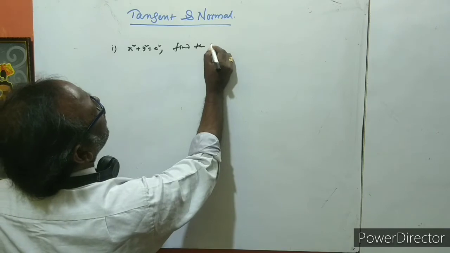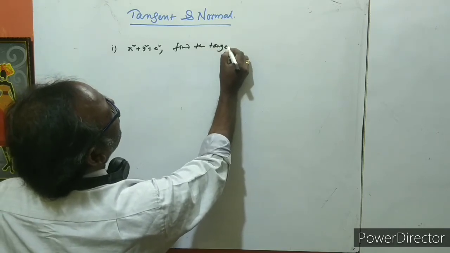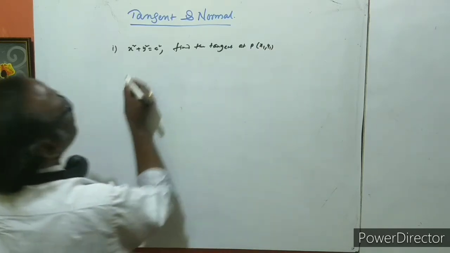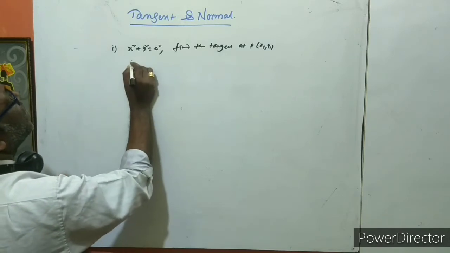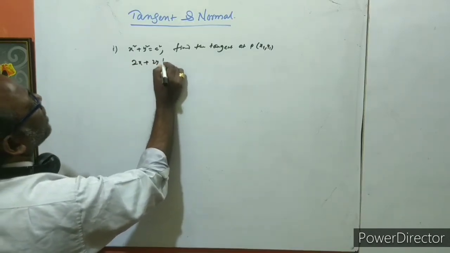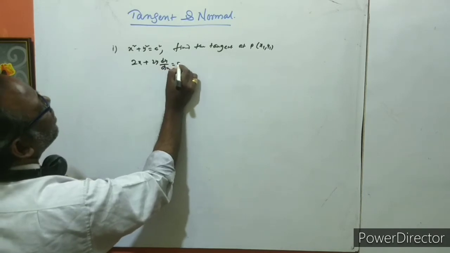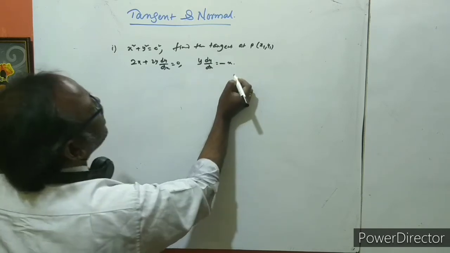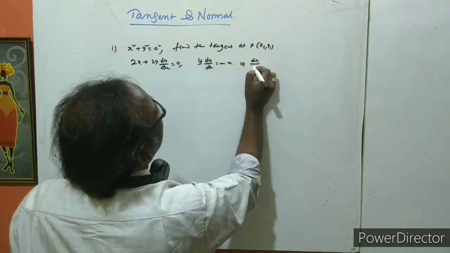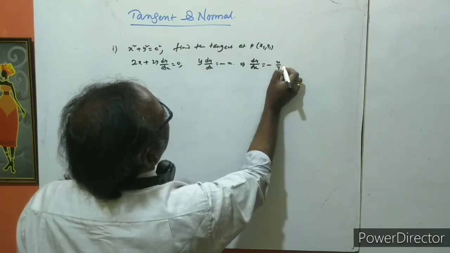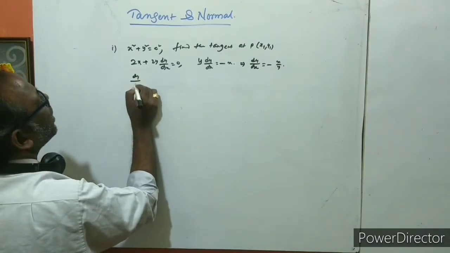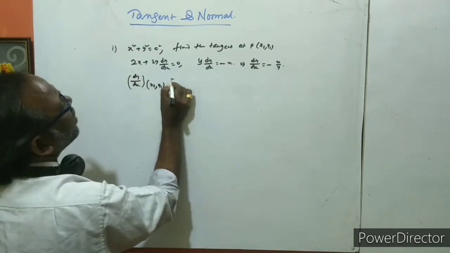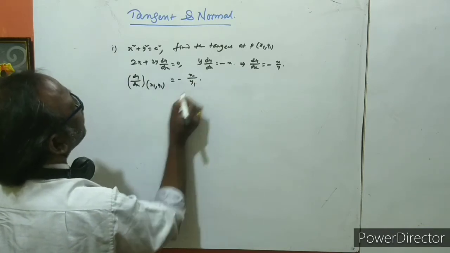Find the tangent at P, that is (x1, y1). For this curve we differentiate, so x + y dy/dx = 0. So y dy/dx is equal to minus x, which implies that dy/dx is equal to minus x by y. So dy/dx at (x1, y1) is equal to minus x1 by y1.